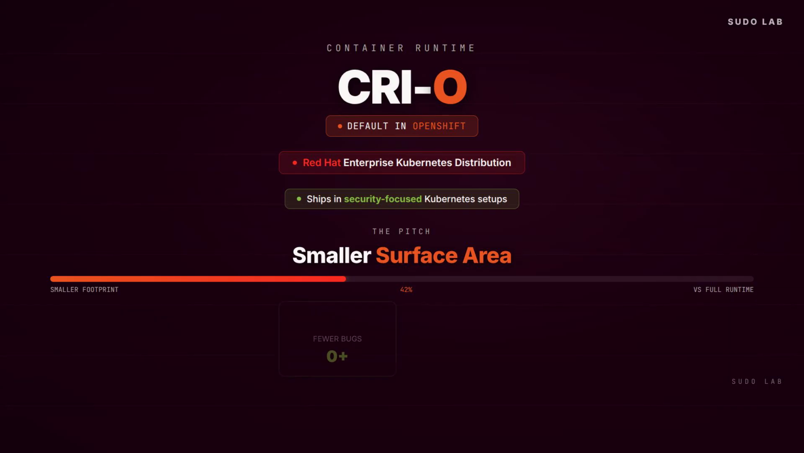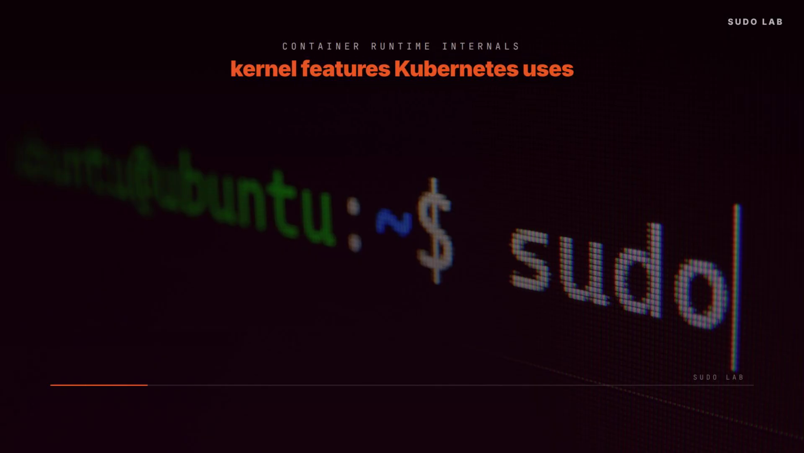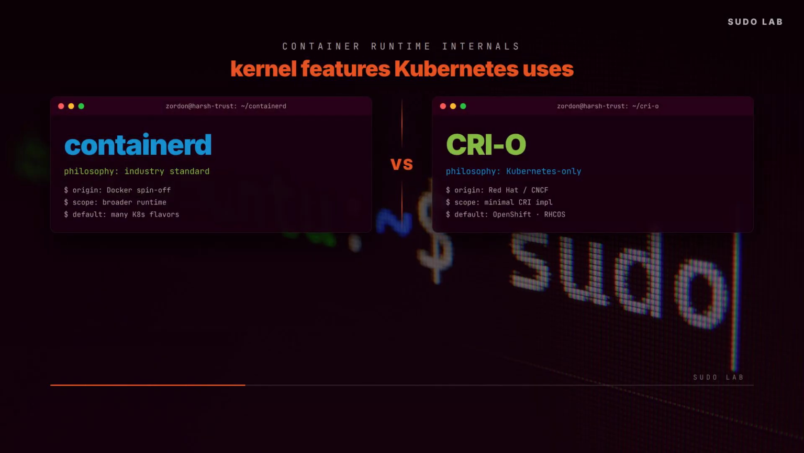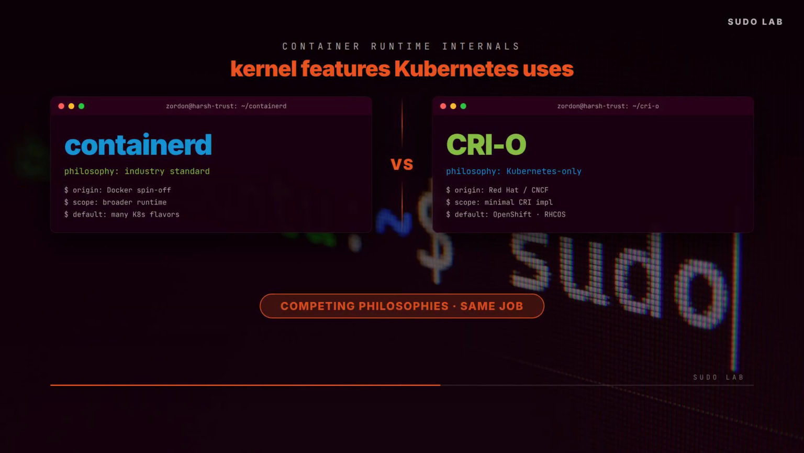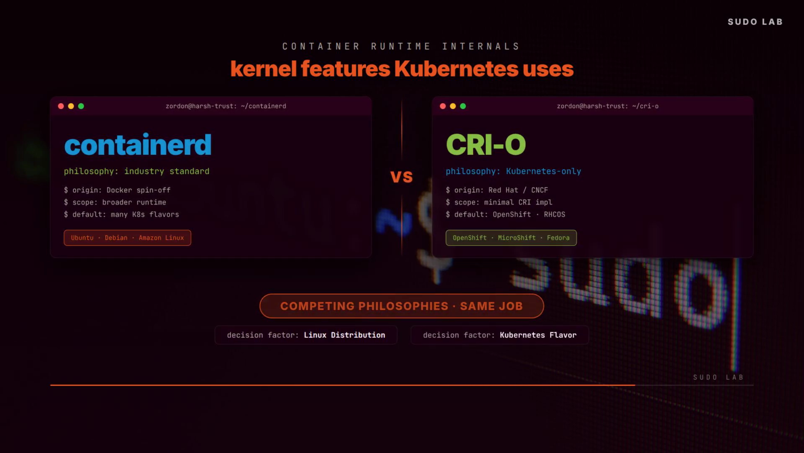A smaller surface area means fewer bugs, fewer CVEs to patch, and a tighter relationship with the kernel features Kubernetes actually uses. Containerd and CRI-O are basically competing philosophies for the same job, and which one you end up running mostly depends on which Linux distribution and which Kubernetes flavor your platform team picked years ago.